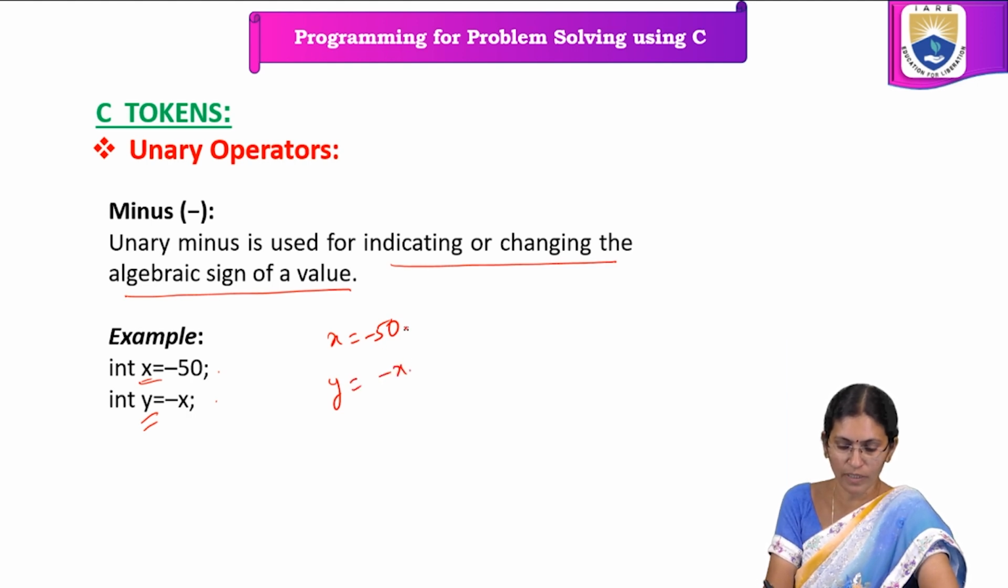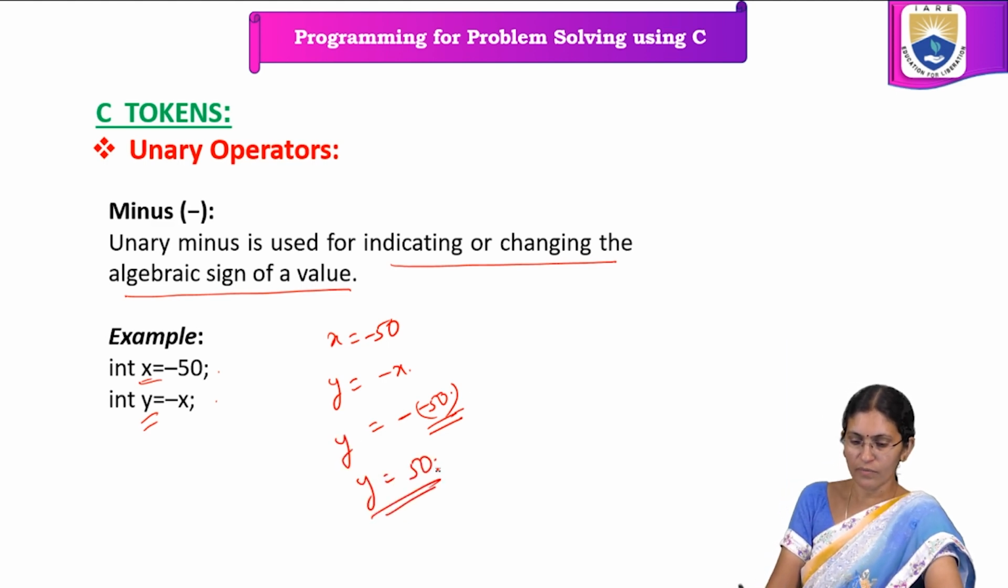So x is equal to minus 50, y is equal to minus x means we already have x equal to minus 50, so the unary minus sign will be operated on this operand. Now the value of y is equal to 50. So in this way the unary minus operator works.